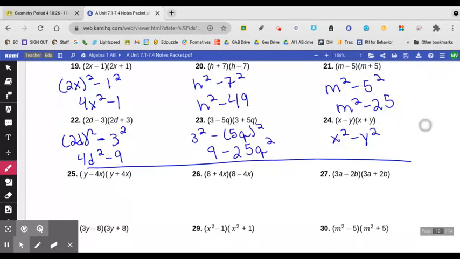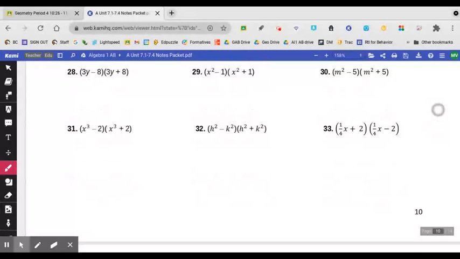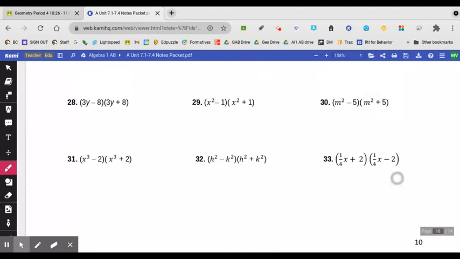So we will leave the remaining 9 to do tomorrow in class. If you have any questions, please ask me tomorrow.